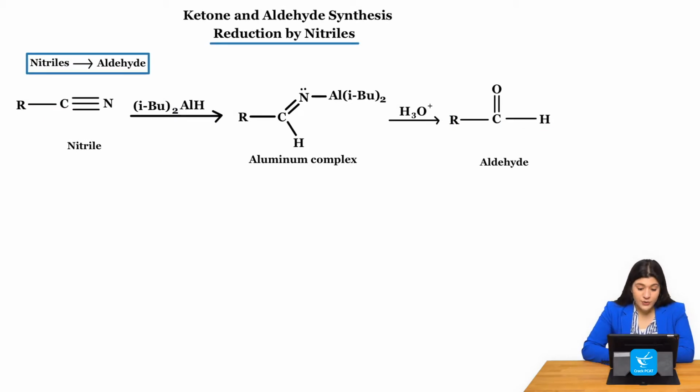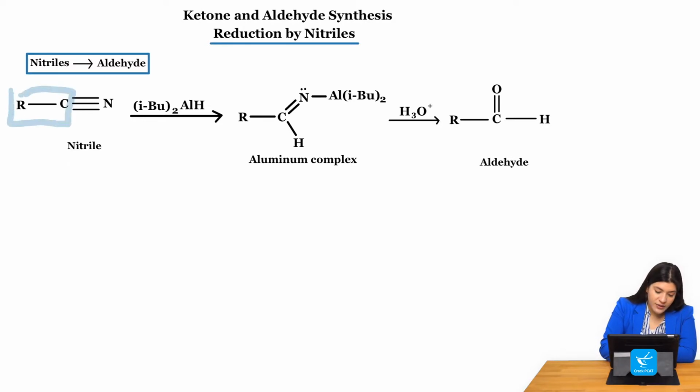We could also do reduction of nitriles. So I can start off with the nitrile. Using this reagent, I can then form an aluminum complex. Using acid, I can then get to an aldehyde. So it's really the same sort of concept here, where I'm still going to have that R group and that carbon.